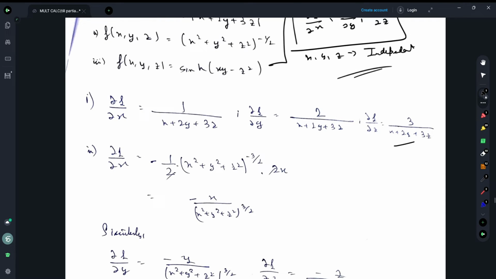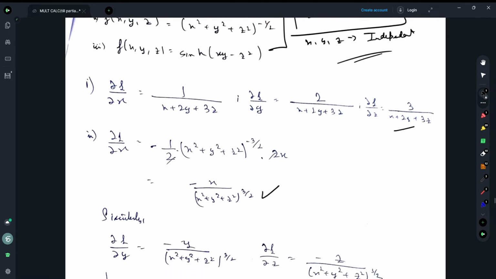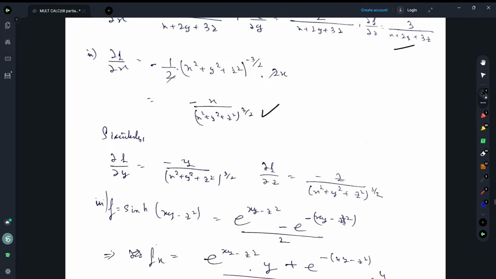Differentiating this function with respect to x will give you minus half times this function to the power minus half minus 1, which is minus 3 by 2, times the differentiation of the function inside with respect to x, right? So the answer is minus x over x square plus y square plus z square. You can obviously see that this function is symmetric, so the differentiation with respect to y and with respect to z will come out the same, just replacing x with y and z.